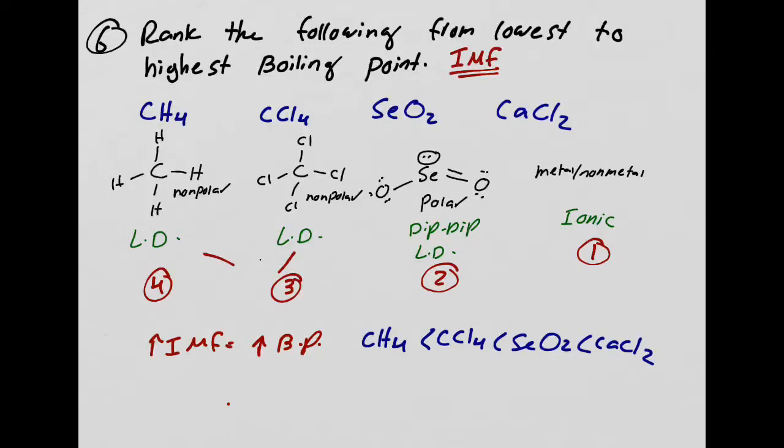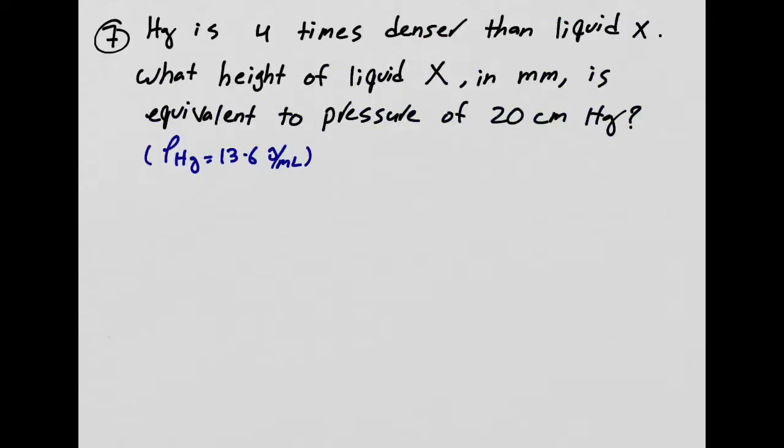All right, nice job. Hopefully you guys are getting this down. Here's our next practice problem. We're almost there, two more, promise you. Now, when you do this one, we're talking about density, height, and mercury. What are we talking about? We're talking about a barometer, right?